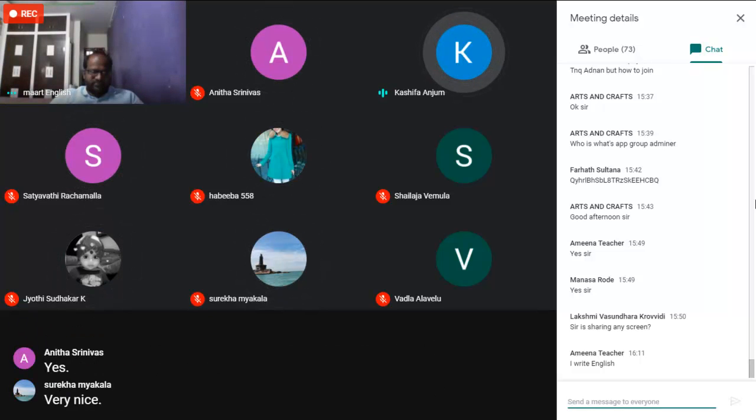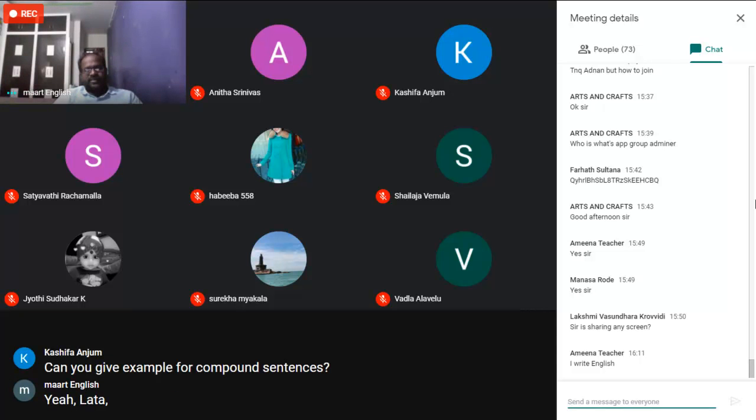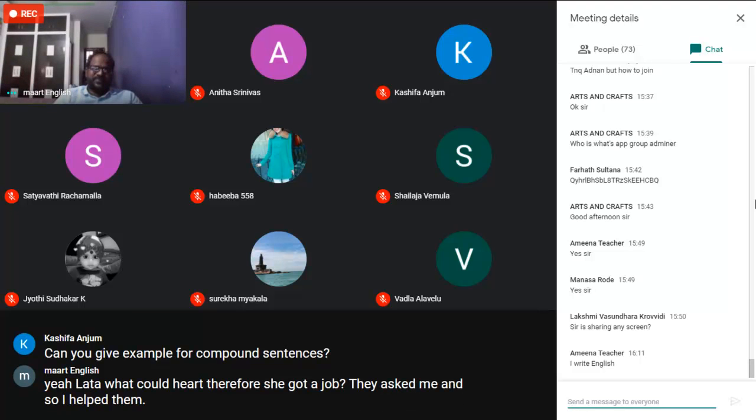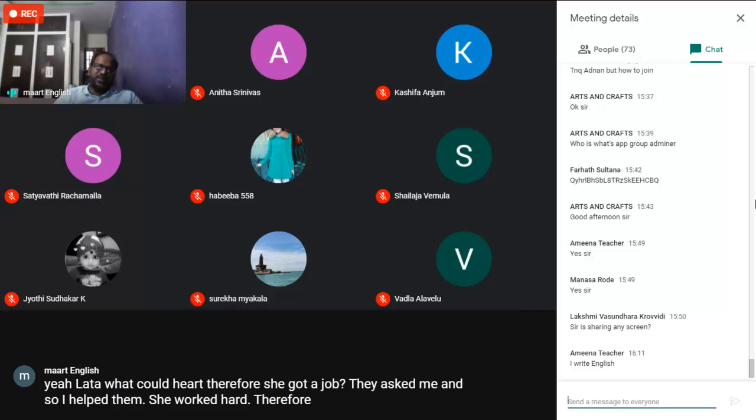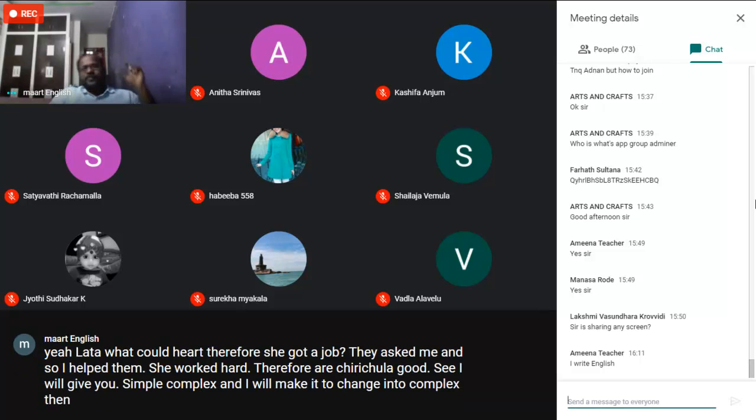Can you give an example for a compound sentence, sir? Yeah. Lata worked hard. Therefore, she got a job. They asked me, and so I helped them. She worked hard. Therefore, she reached the goal. See, I will give you a simple sentence, and I will change it into complex, then compound.